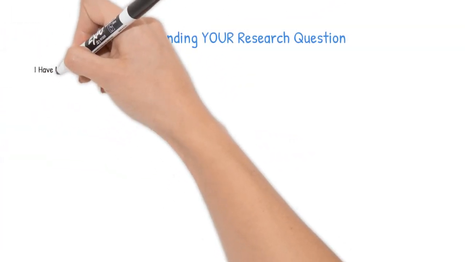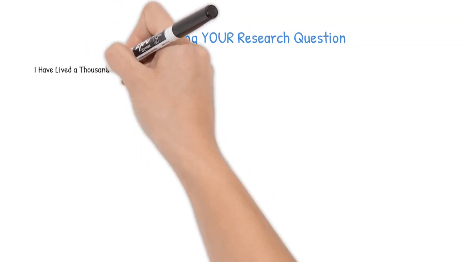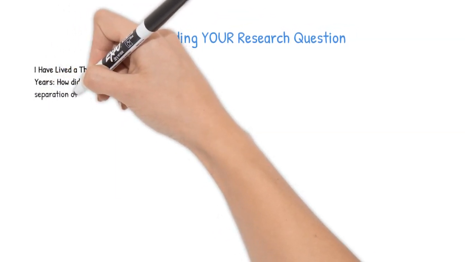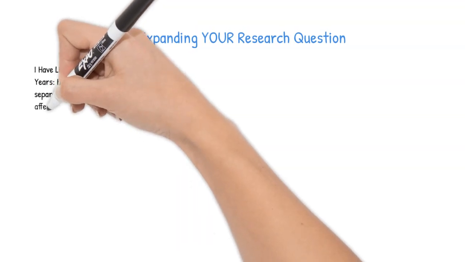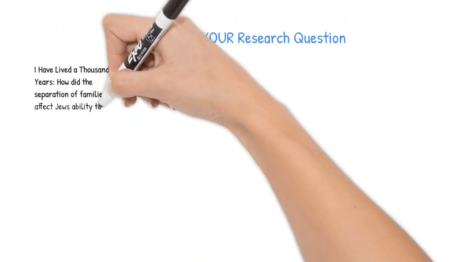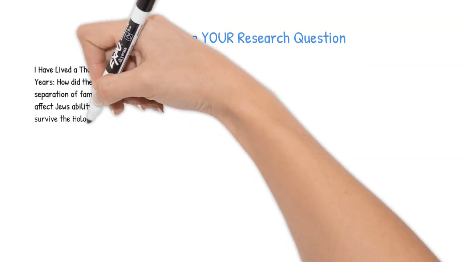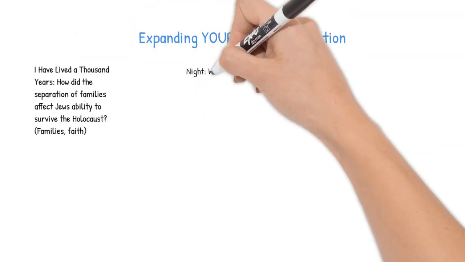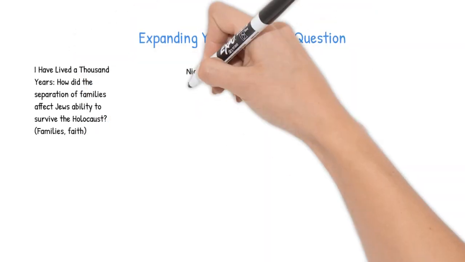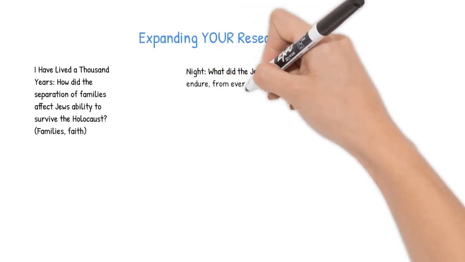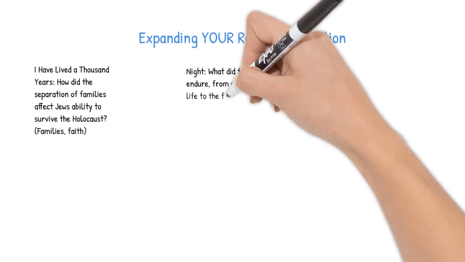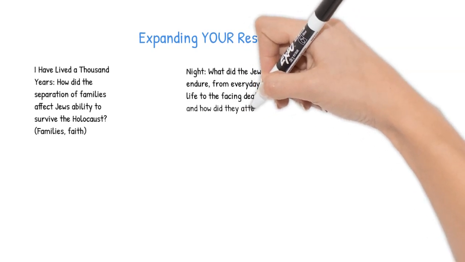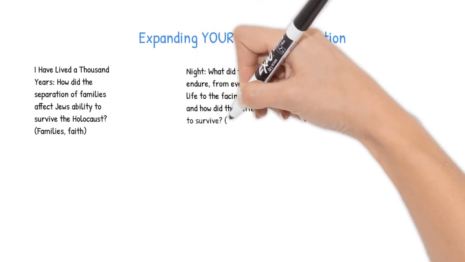So now we're going to look at expanding your research question. Of course we have 5 different research questions for this, depending on what your book is that you've read. The first one is I Have Lived a Thousand Years. Yours is going to focus on how did the separation of families affect Jews' ability to survive the Holocaust? Some subtopics in there might be families, obviously, as well as faith and anything else that you might come across. If you've read Night, then your question is, what did the Jews endure from everyday life to facing death, and how did they attempt to survive? You could look up camps, families, faith there too.